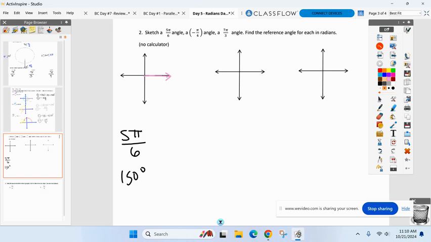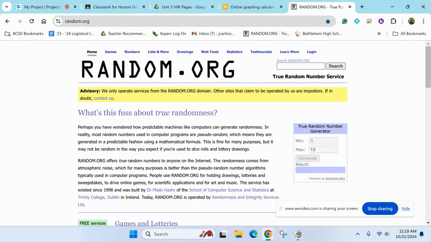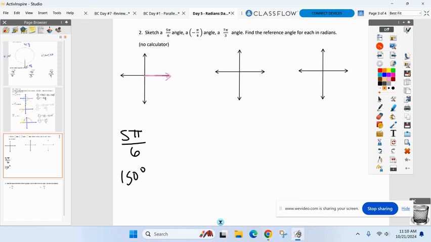All right. 150. What quadrant am I in here? 150. What quadrant? What's up top here? 0. Yeah, I know it says no calculator. 90. What's here? Okay, let me ask again. Where's 150 going to be? Okay, closer to 180 or closer to 90?